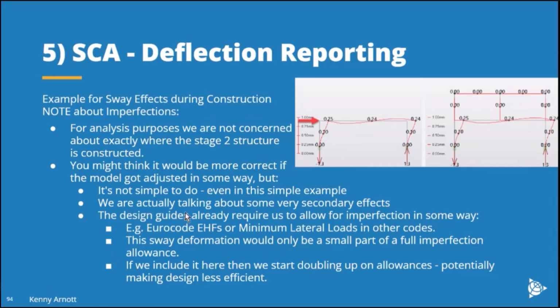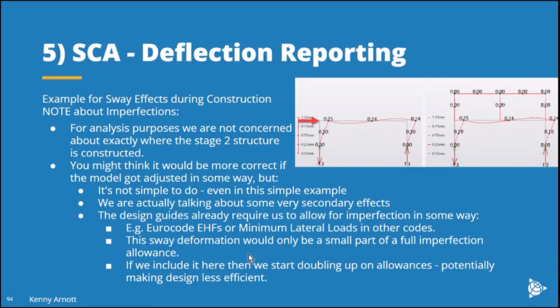It wouldn't be simple. And we're really talking about some quite secondary effects, so I think it's not worth putting effort into solving that sort of problem. And then finally, there are the effects of building something and it swaying, so you'd be building out the natural sway of the structure as you build it sequentially upwards. These are effectively imperfections, and the design codes already require you to include for imperfections in some way. So in the Eurocodes, that's equivalent horizontal forces to allow for imperfection. In other codes, it sort of gets buried within minimum lateral loading allowances.